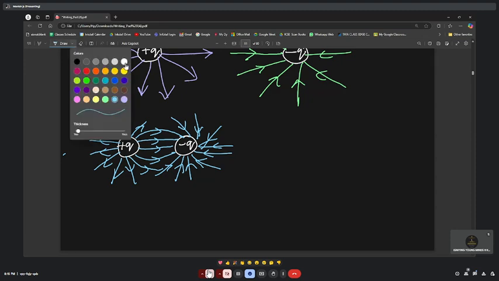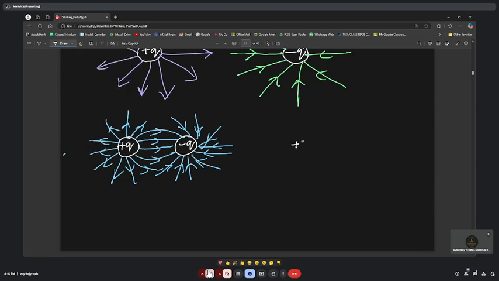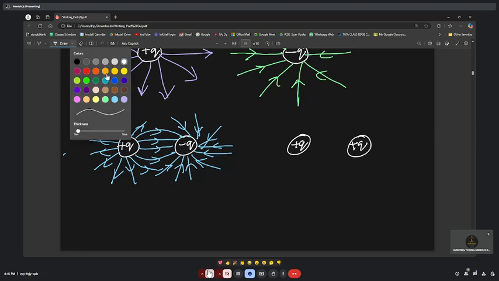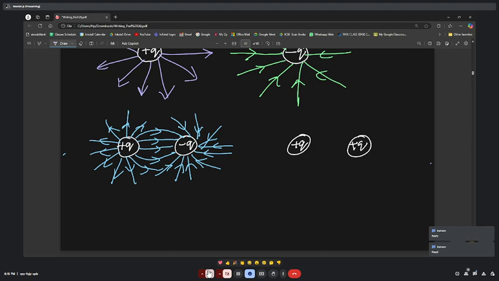Suppose you had two positive charges. How do the electric field lines look for two positive charges? Any idea? Will it be the same way as for the positive and negative charge that I've shown, or is it going to be different? If it's going to be different, how is it going to be different? Any idea, if both charges are positive?